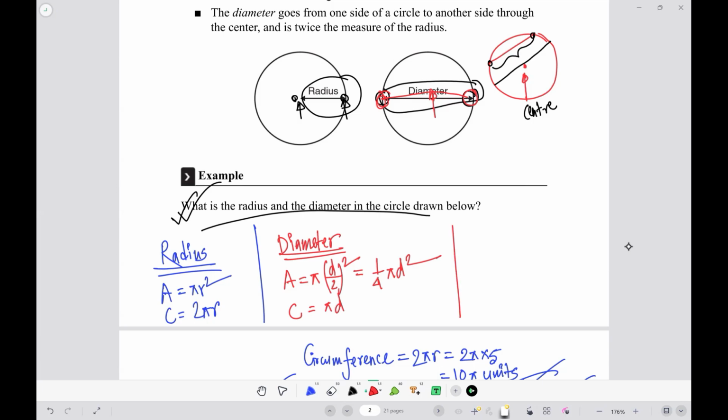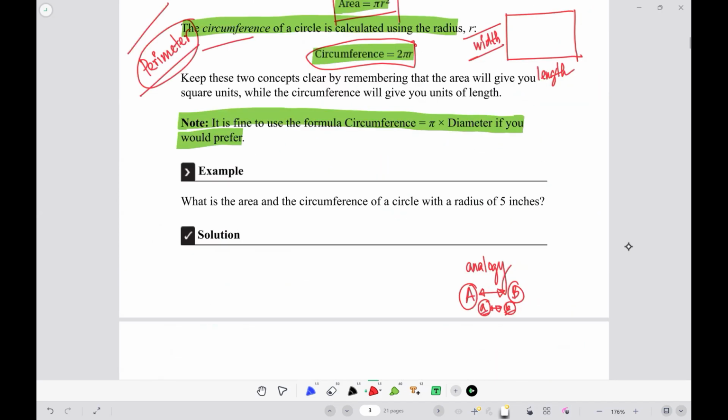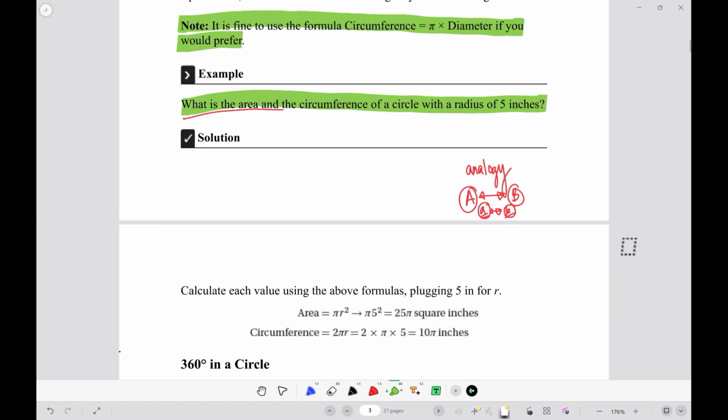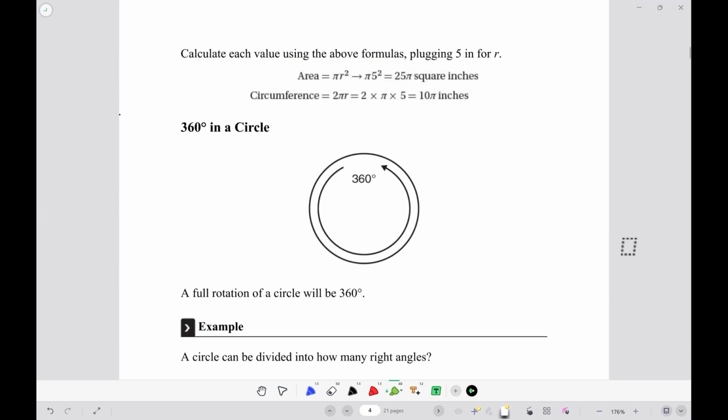Please don't mess it up. Okay? Because we can write the equations or the laws or the formulas in terms of radius and in terms of diameter. Do you get it? Yeah. Okay, what is the area and the circumference of a circle with a radius of 5 inches? I don't think I need to solve this math problem.